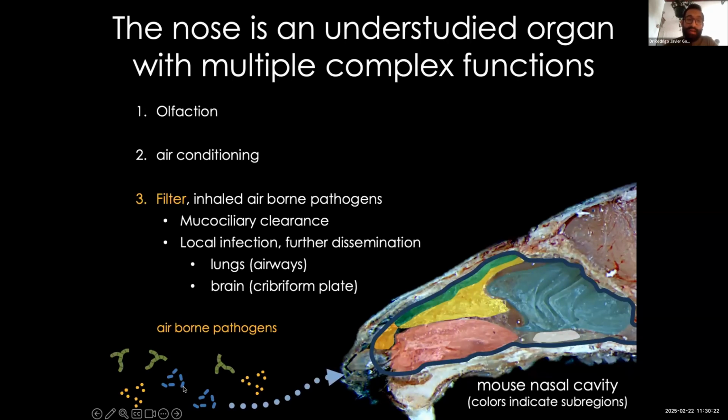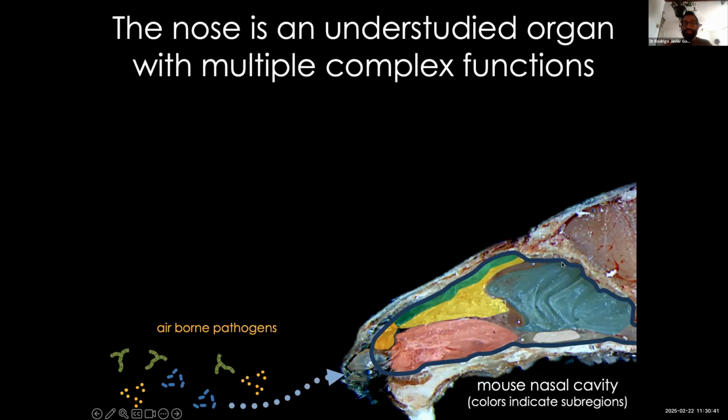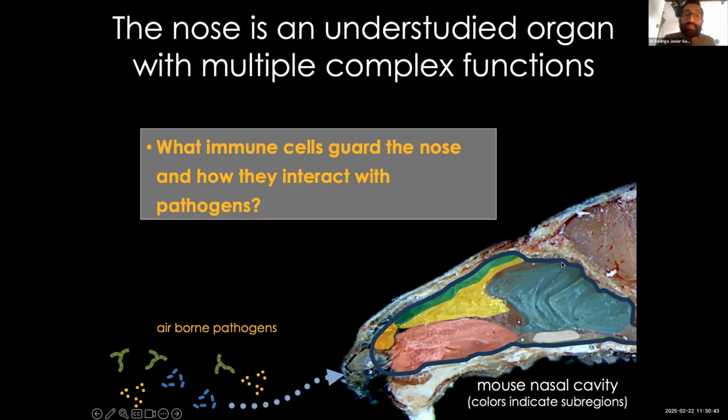These pathogens typically will be trapped in the nasal mucosa and they will be eliminated through mucociliary clearance. However, many of them have evolved to cause local infection. And the problem is that they can further disseminate into the lungs through the airways or even into the brain through the cribriform plate. The question that I'm very interested in answering is, what are the immune cells that guard the nose and how do they interact with pathogens?